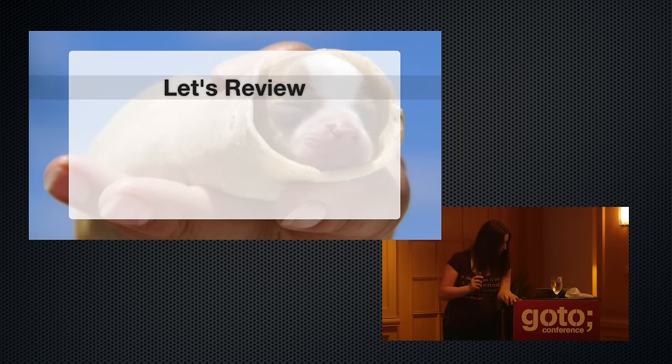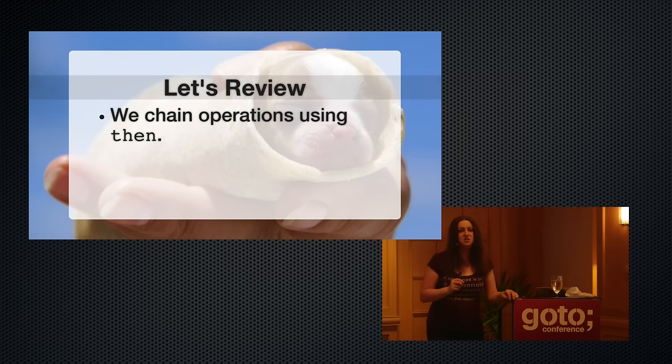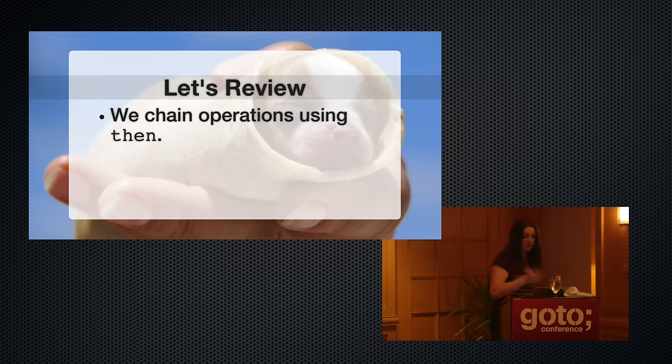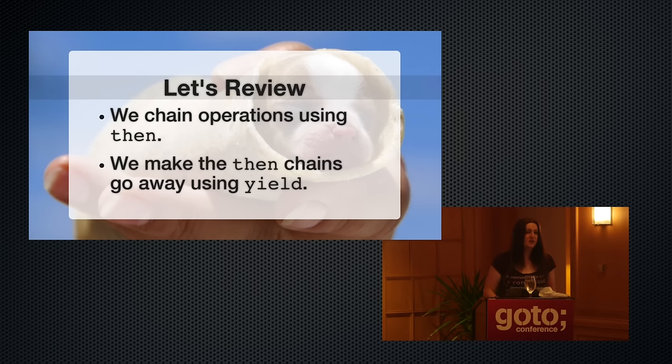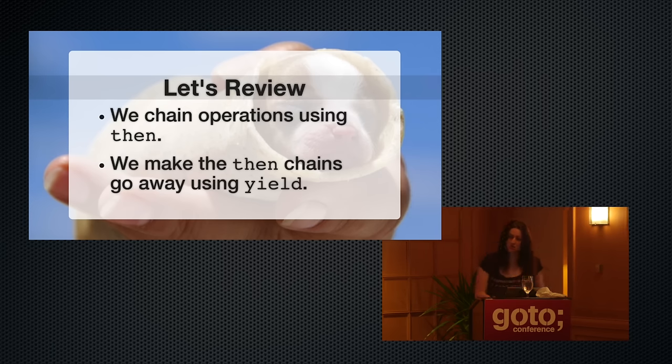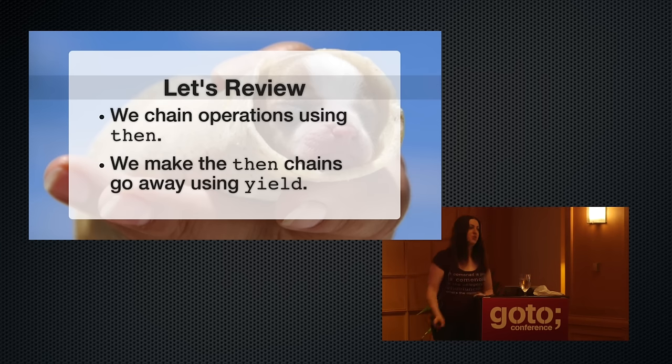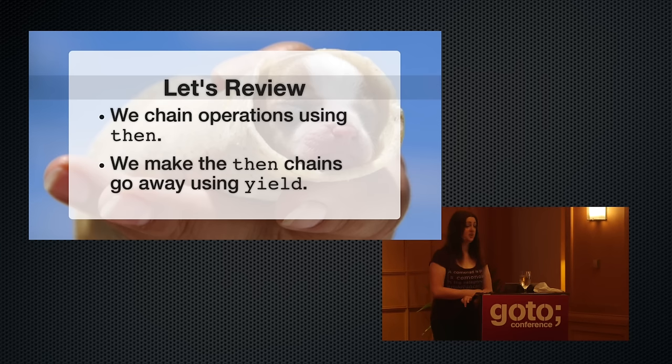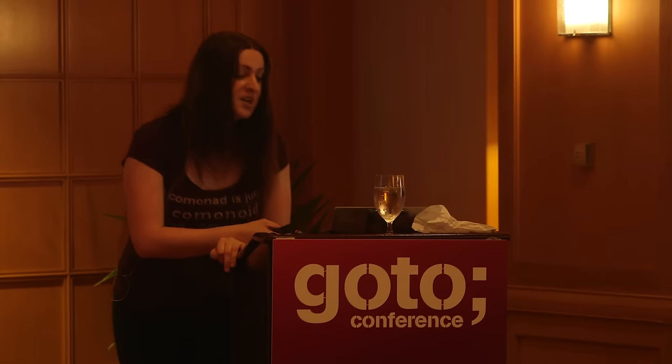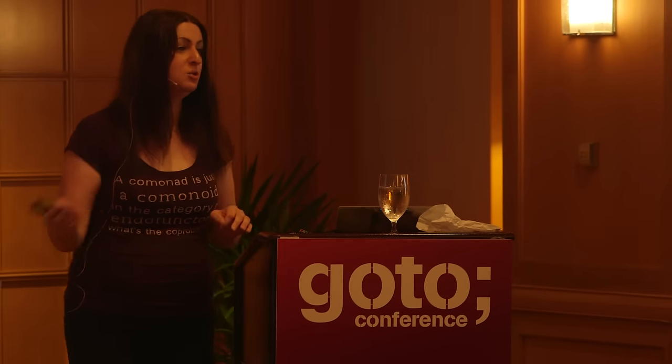Let's review that. So we can chain the operations using them. We get the values out of the promise and we can keep going through chains of promises using the then method. And then we can use yield and generators and our little trick with a run function to get rid of the then chain, so you can write code that looks synchronous. No callback hell in sight. We can do this with anything which has a then method. It's not just promises, as you just saw with my little maybe thing.